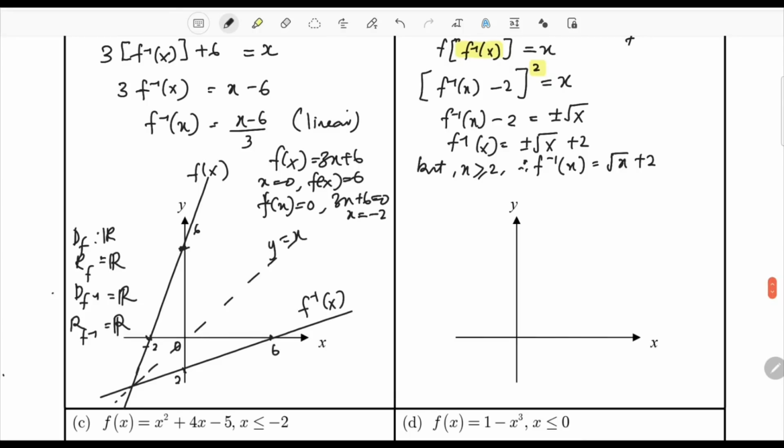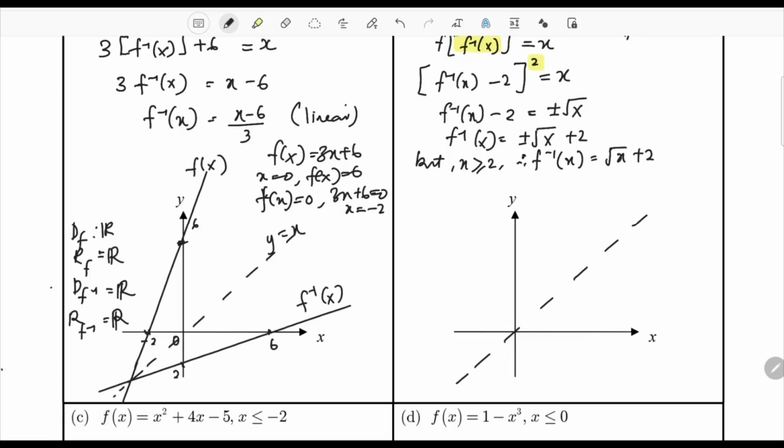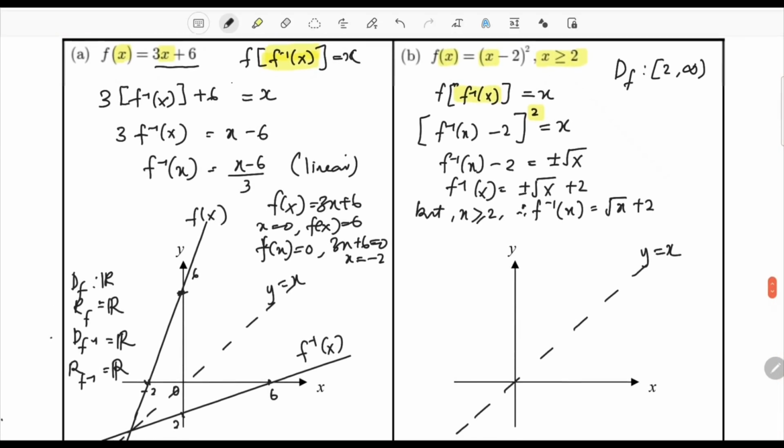So first, we need to draw the line y equal to x. Right, that's your line y equal to x. So label it y equal to x. So next, we're going to sketch the graph of f(x), (x minus 2) squared. We only want when x is greater than or equal to 2. So this is your 2. So let's say the curve will be something like this. So this is your f(x).